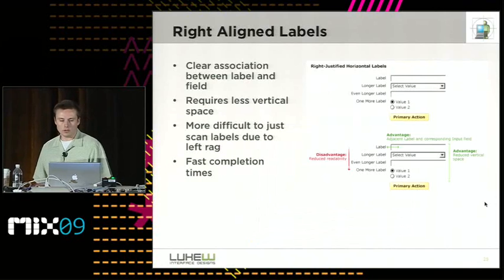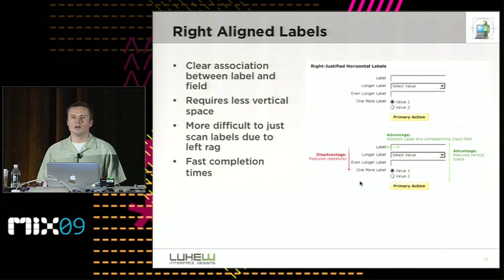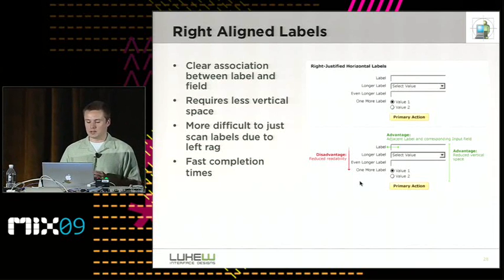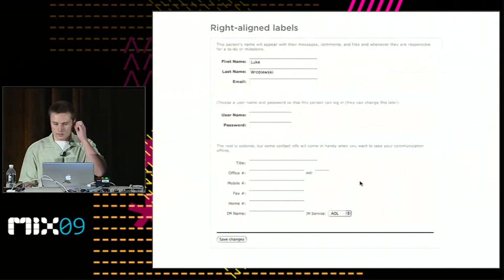Right-aligned labels also maintain a pretty clear association between the input field and the label. They require less vertical space than top-of-line labels, but they do have this rag over here that reduces readability of the things that somebody's actually asking you to complete. So if you're dealing with a form where somebody needs to scan it and find 1 or 2 things that they need to fill in versus blasting through it, this might not be a great option. And here's the right-aligned label form.